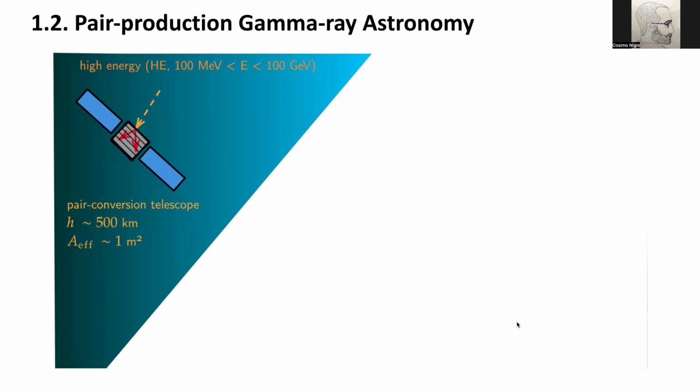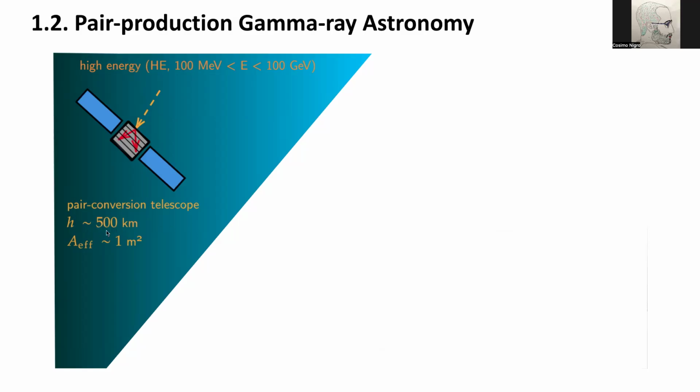Let's really enter now into pair production gamma ray astronomy, the gamma ray astronomy that we are interested in. As we said, the atmosphere is opaque to gamma rays. So a first idea might be simply to load a detector on a satellite and make pair production happen within your detector. Once pair production happens within your detector, you can reconstruct the properties of the incoming photon, like direction and energy. This is what is called a pair conversion telescope.